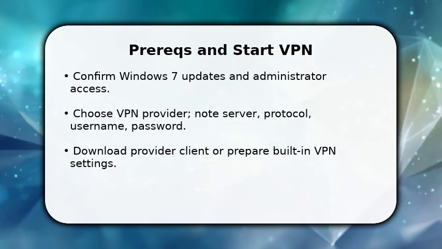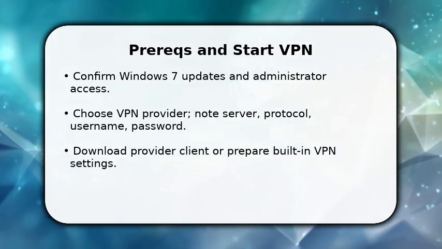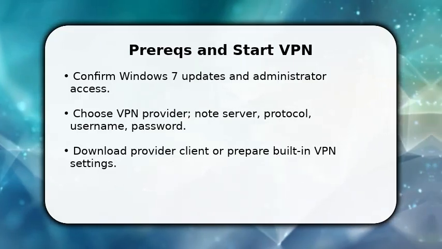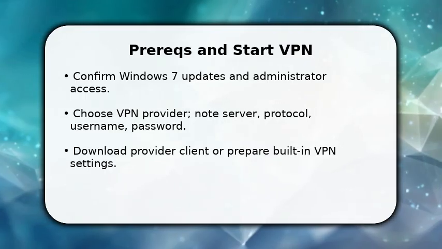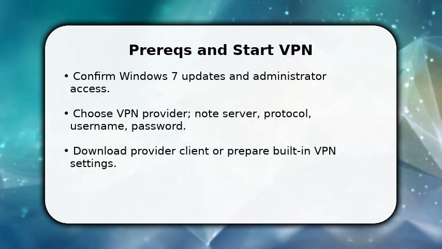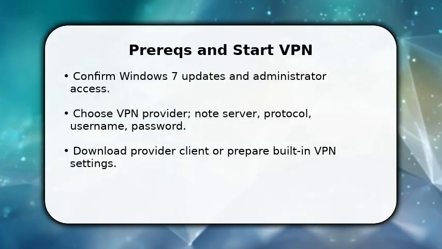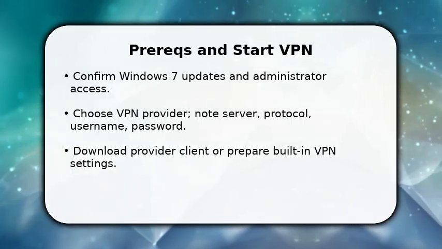You begin by confirming two essentials. Your Windows 7 is updated enough for VPN support, and you have administrator rights. Next, choose a reputable VPN provider and note the server address, protocol preference, and your login credentials. If the provider supplies a Windows client, download it now. Otherwise, plan to use the built-in Windows VPN setup.